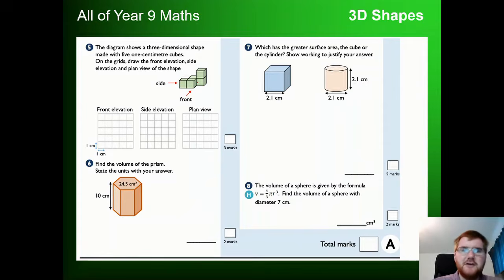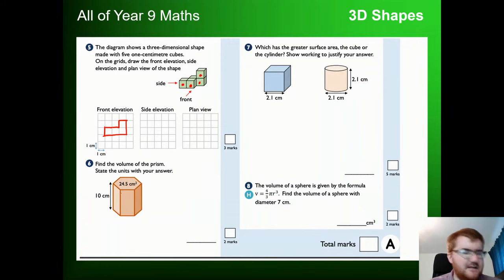So for the front, you have to imagine, ignore everything else, just imagine what you see. So we see this one, this one, this one, and this one. So we're going to go 3 along, 1, 2, and then 3, and then we're going to go upwards for 1. All we're doing is imagining you're looking straight ahead at the shape. What sides do you see?